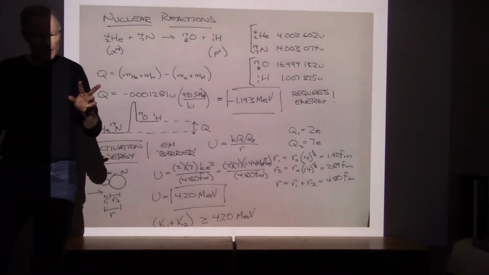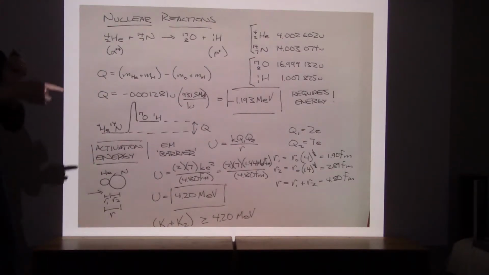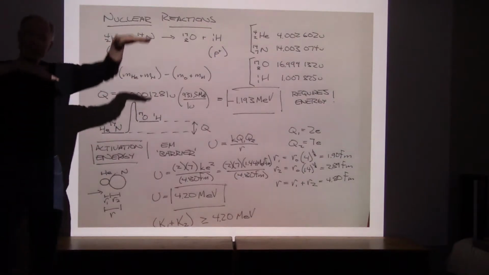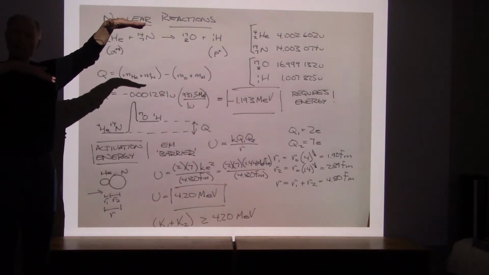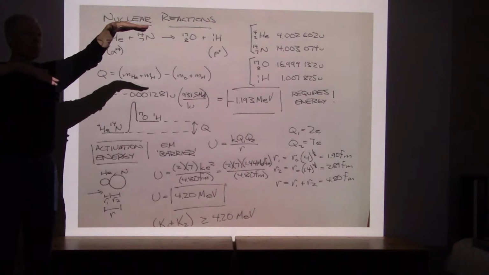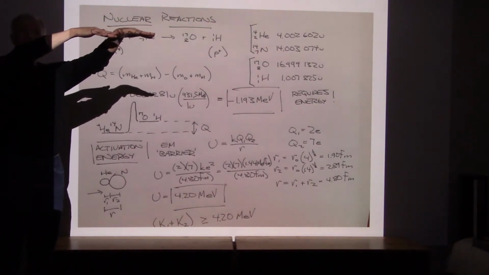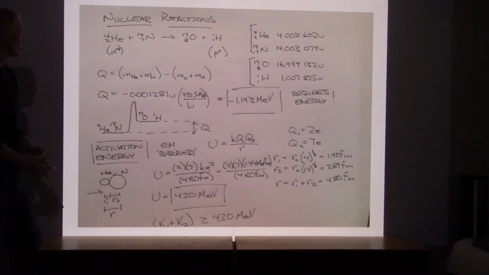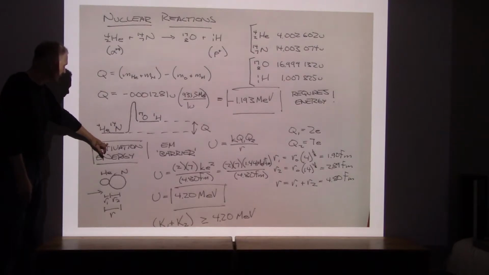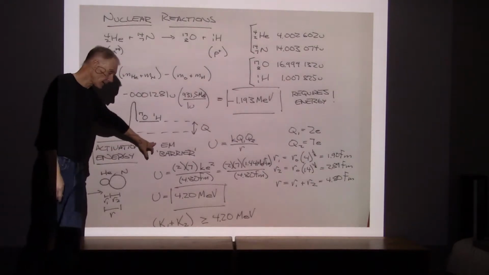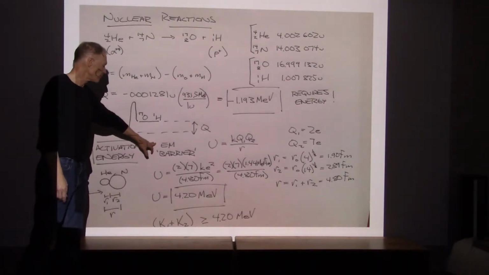Now there's a second thing we've got to think about. So the first item was the Q value, and we've identified that, yeah, we're going to have to put kinetic energy in for sure, because we've got to get more mass, and that kinetic energy will get converted. But there's a second issue in these nuclear reactions we have to think about, and that is the activation energy, or the potential energy barrier.